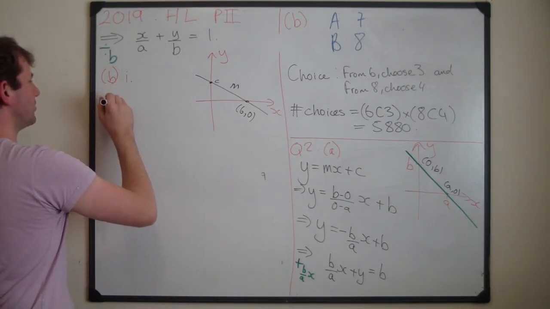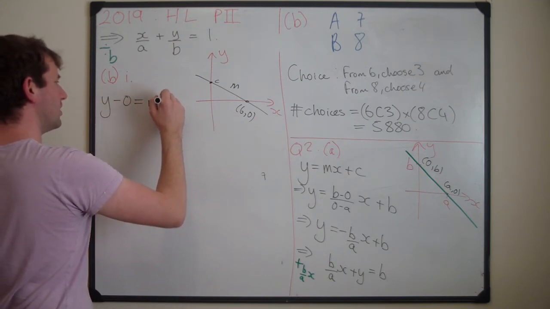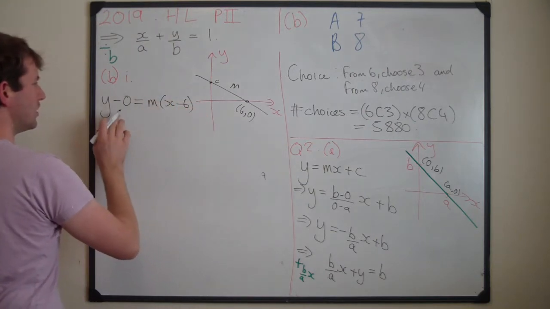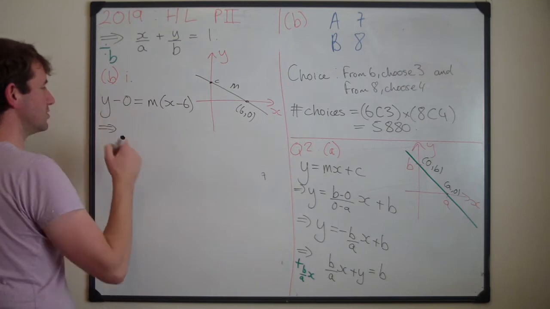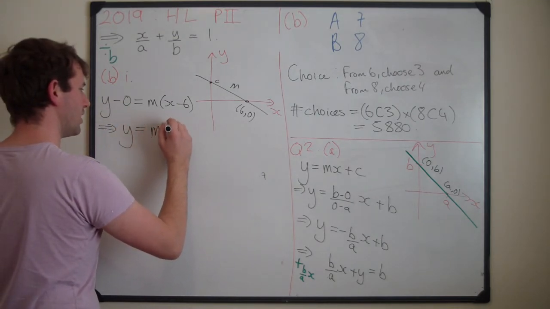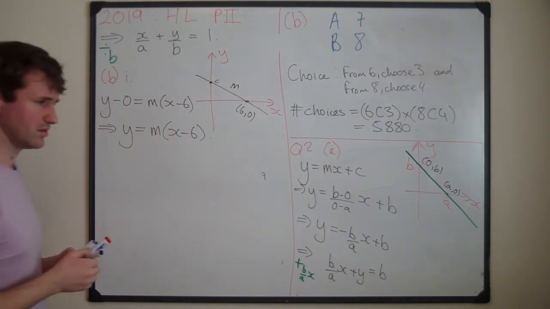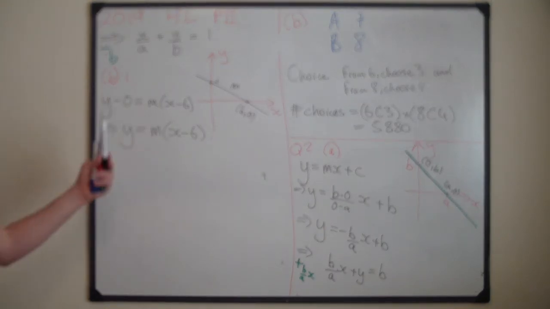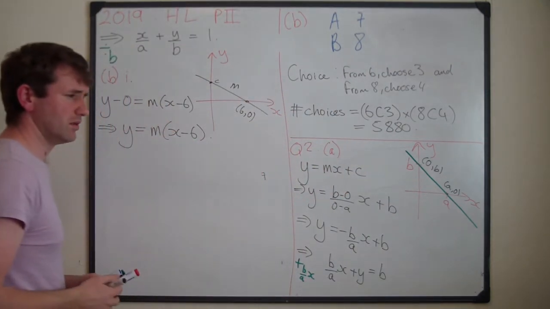So we have y minus y1, the y1 is 0, is equal to m times x minus x1, which is 6. So I'll add the 0, you don't have to do that because y minus 0 is just y. y is equal to m times x minus 6. Perfectly good answer. Have we answered the question that's asked? Have we written the equation of L in terms of m? Yes, we have. Okay.